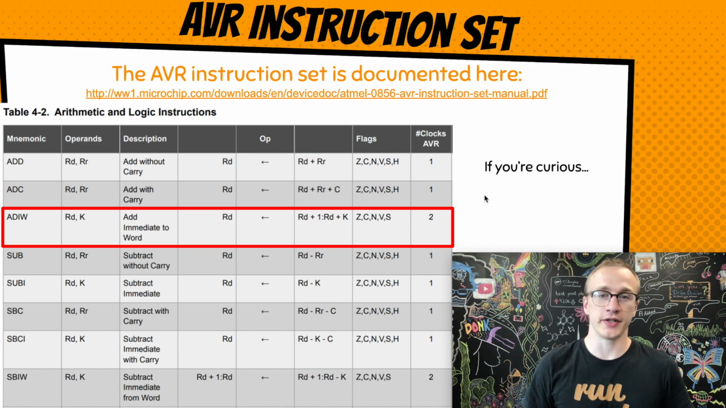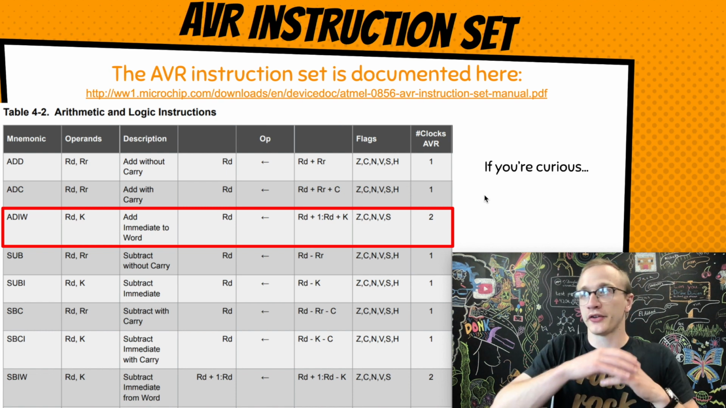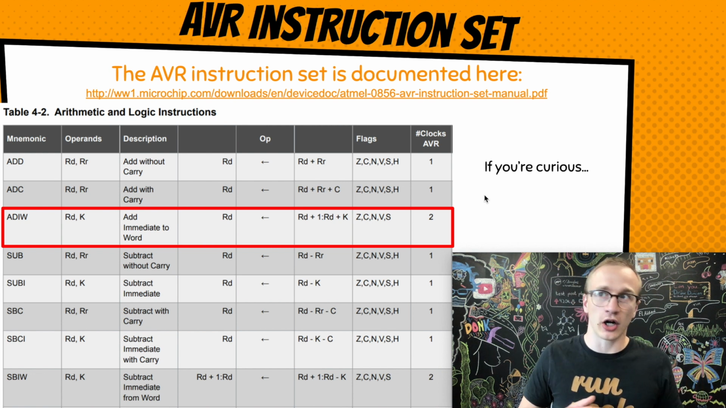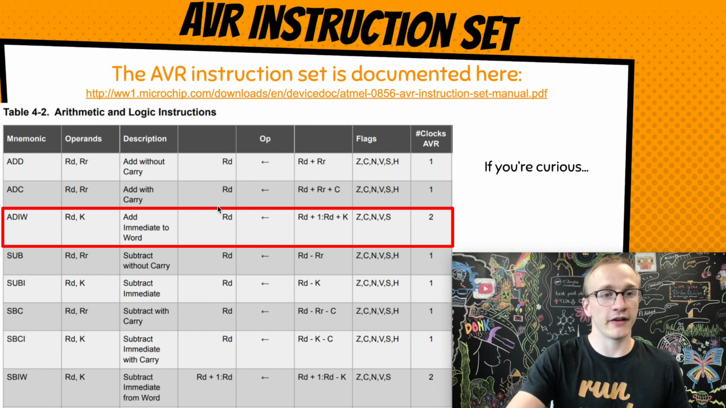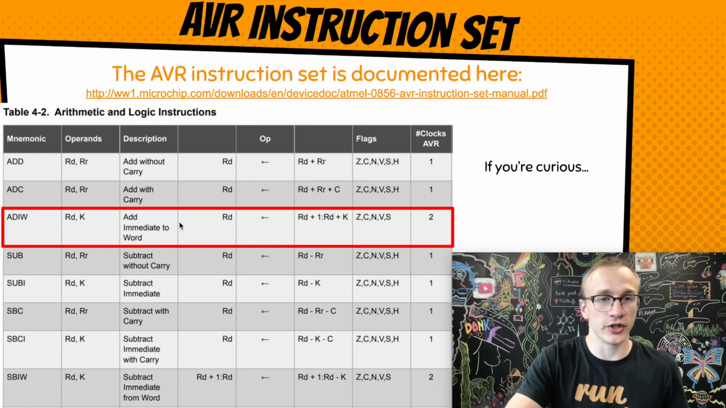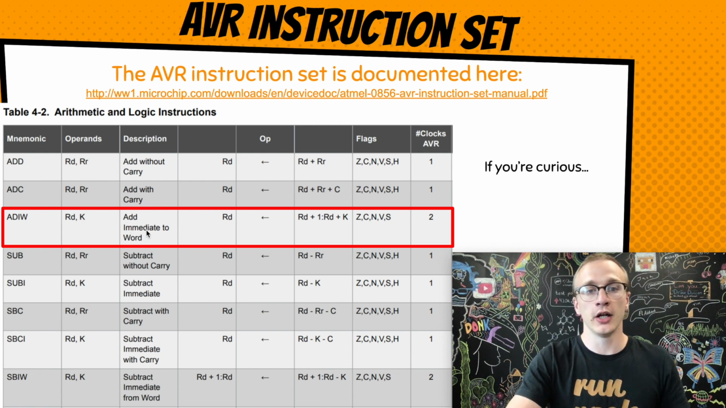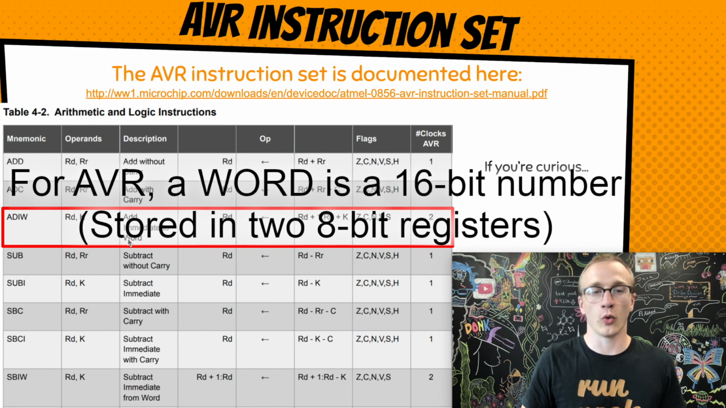This datasheet is documented online. If you search for AVR instruction set, it gives you a list of all of the assembly commands that AVR-based microcontrollers are capable of understanding. So in here we have this ADIW, which is add immediate to word, and that means that we are going to add a hard-coded value, which in our case is going to be the number 1, to a word. And for simplicity, a word is just some number being stored in a register.